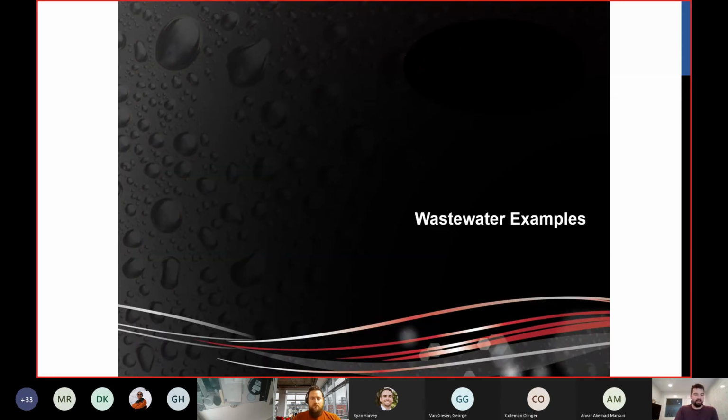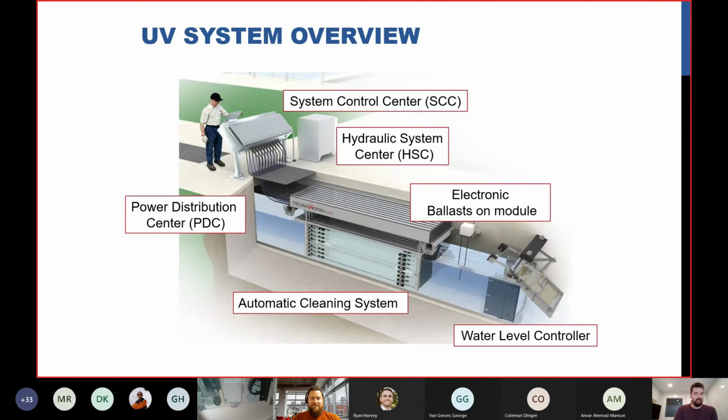So let's go through some fun stuff. Let's talk about some examples. This is generally what most all open channel UV disinfection systems look like. There's lots of different configurations that I'll show you, but generally this is a good overview. You have the lamps here hanging down into the flow. Those lamps are surrounded by sleeves that are covered by a wiping system there and here.